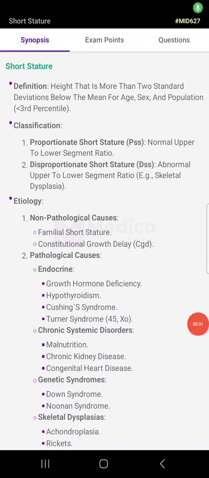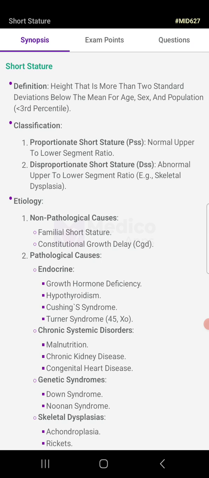Short stature is height that is more than 2 standard deviations below the mean for age, sex and the population, lesser than the third percentile. For the classification, proportional short stature has a normal upper to lower segment ratio. Disproportionate short stature has an abnormal upper to lower segment ratio.